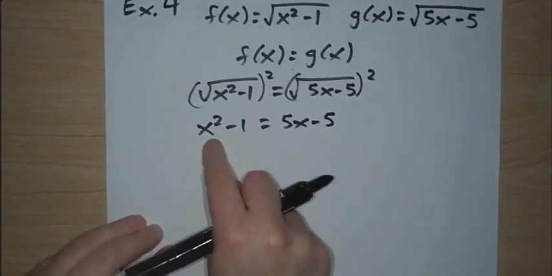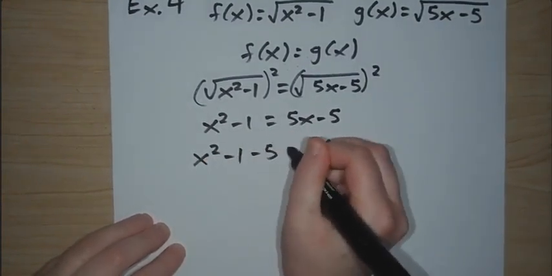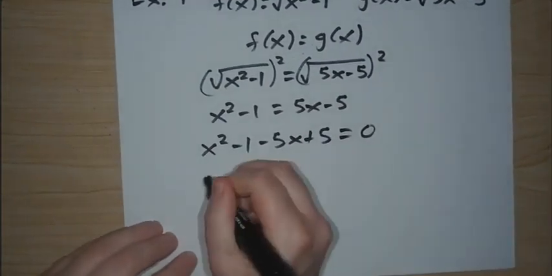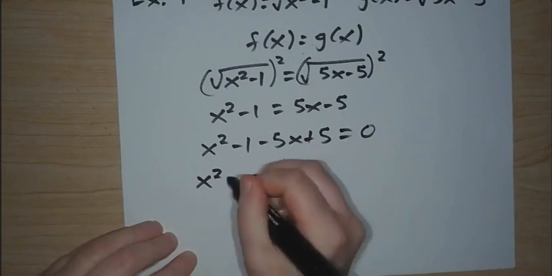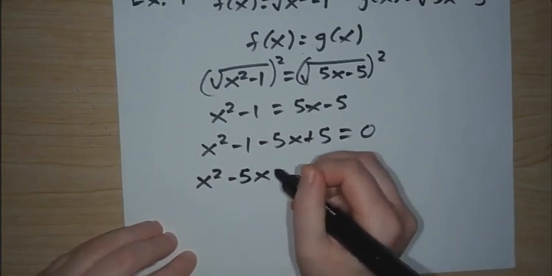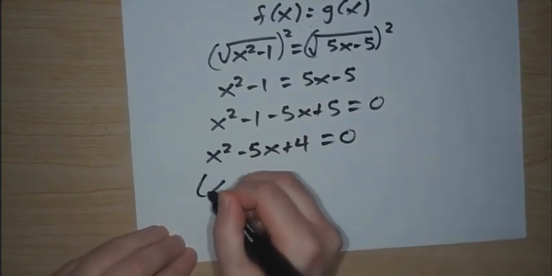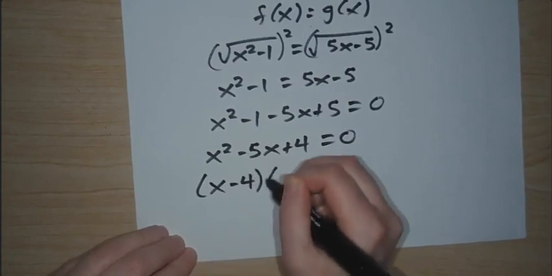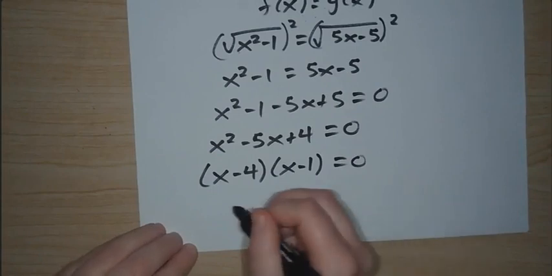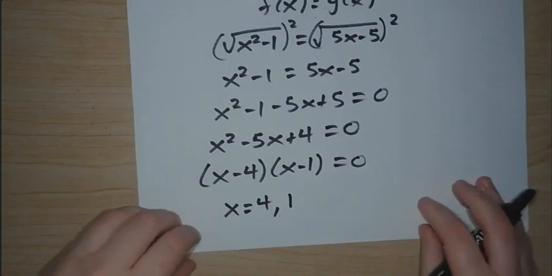Going to move everything over to this side. So you have x squared minus 1 minus 5x plus 5 is equal to 0, or x squared minus 5x plus 4 is equal to 0. And factoring, this is x minus 4, x minus 1. So we have the possible x values of x equals positive 4 and positive 1.